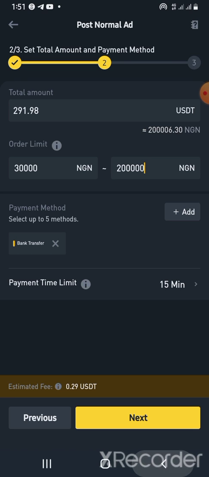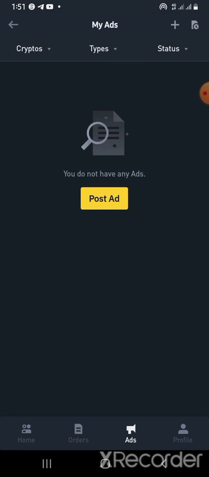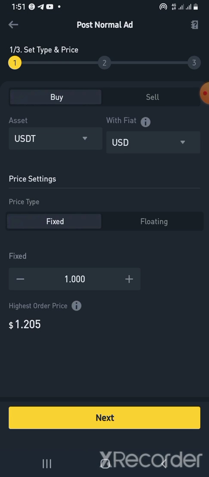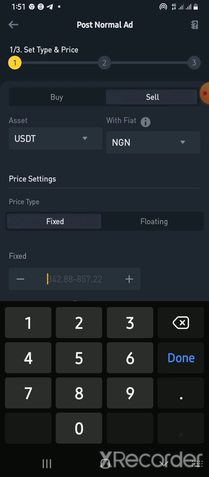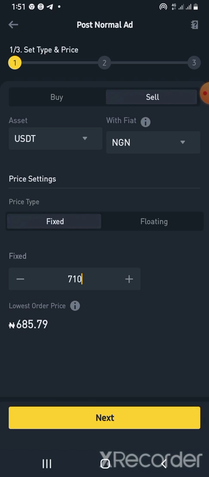So once I buy, I repeat the same process, but this time around I'm selling. You understand me? I'm selling this time around, but I'm repeating the process. So I click on sell, then change it to Naira, and say I want to sell, after buying at that price, at 710. I bought at 685. That is 685 naira per dollar. But now I'm selling at 710 naira per dollar. So once I succeed in buying at this particular price, I'll set up an ad proposing to sell at this rate of 710.